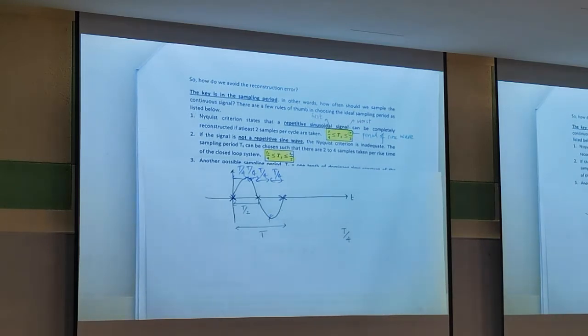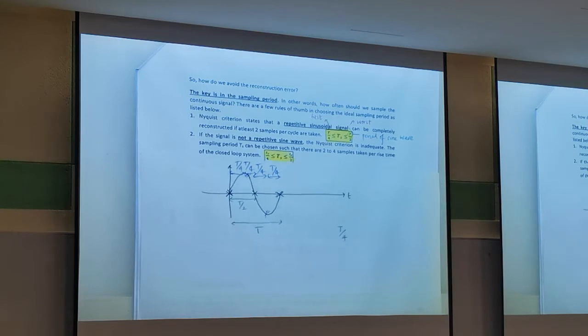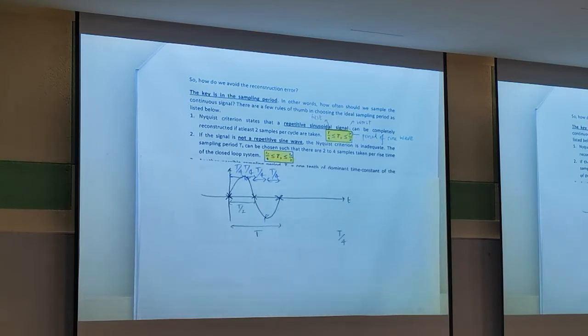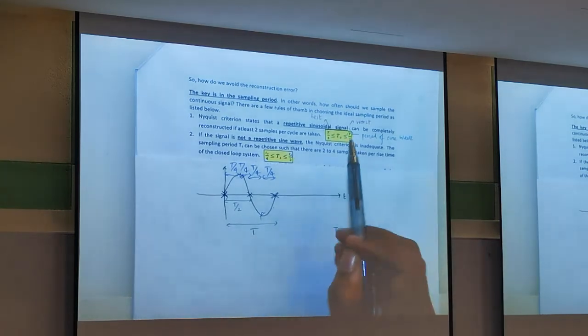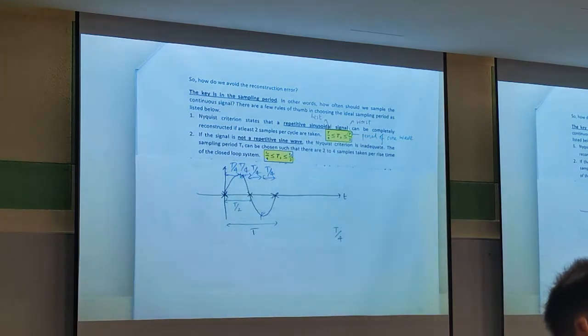Okay, let's go on to the second rule. The first one was if it's a sine wave, use that. Now if it's not a sine wave, then I have the second rule. The sampling period can be chosen such that there are 2 to 4 samples taken per rise time. So, what kind of graph can this rule be applicable to?